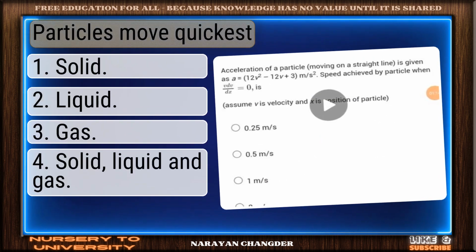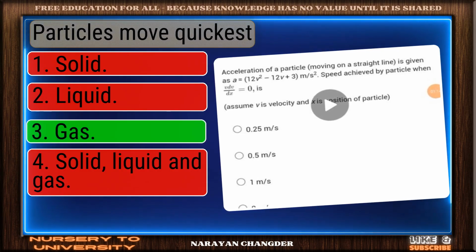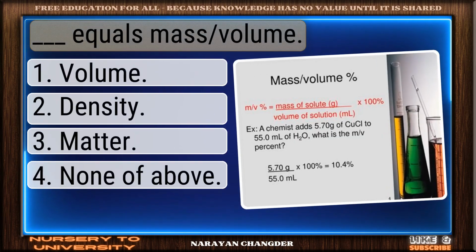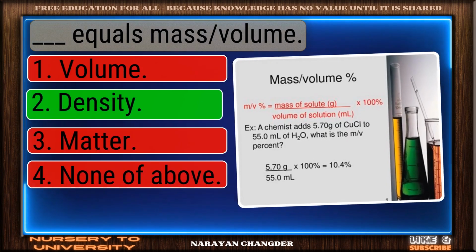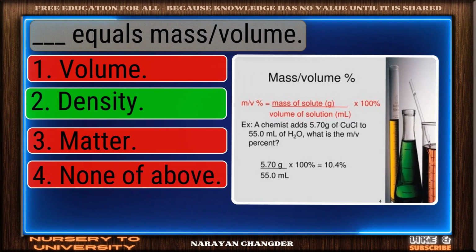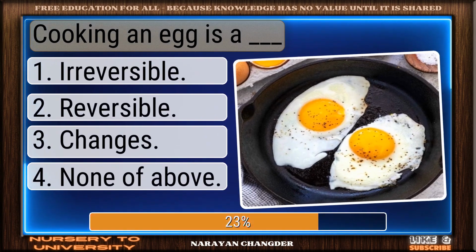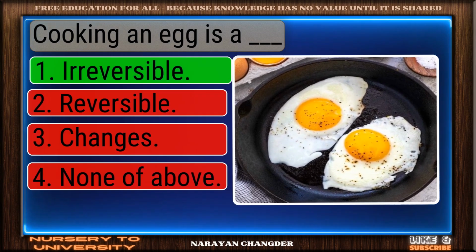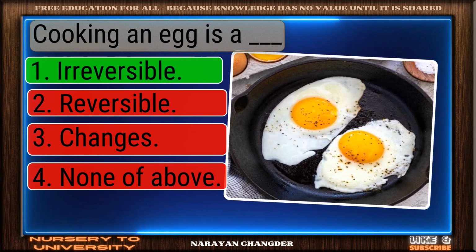Particles move quickest? Right again. Gas is a valid answer. Dash equals mass over volume. Great thinking. Density is the right choice. Cooking an egg is a dash. You chose irreversible, and it is correct.